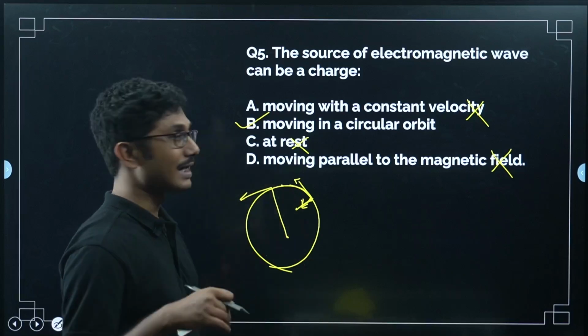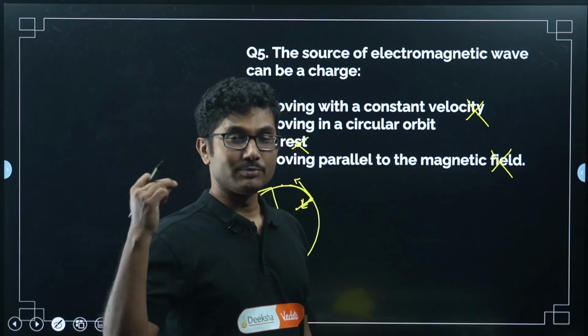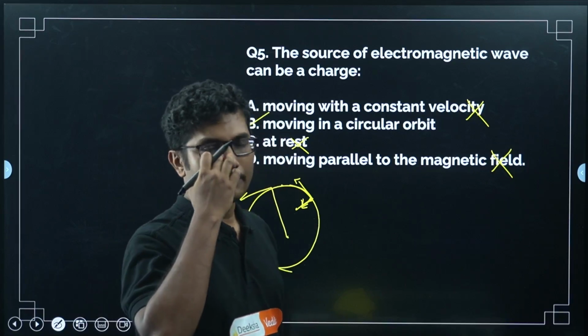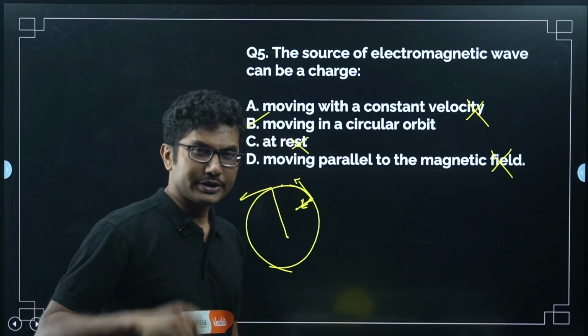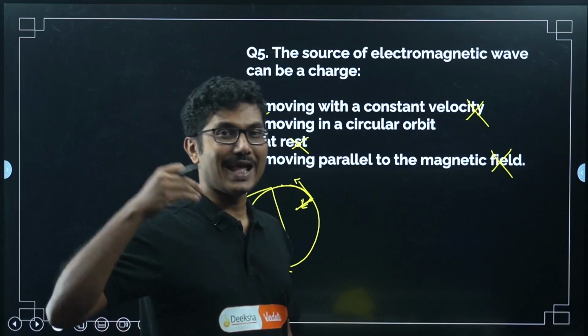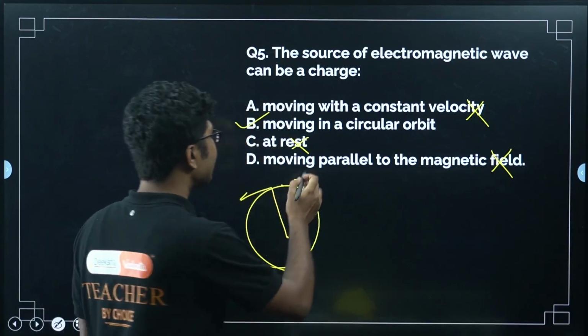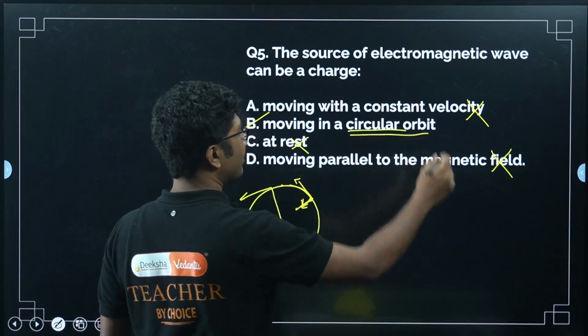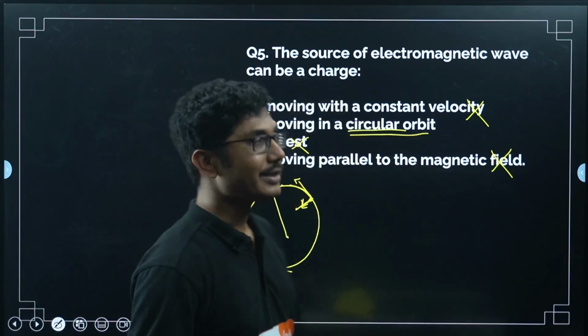Because of the centripetal acceleration, the electron is not moving with a uniform velocity. The electron is moving with an acceleration. Because it is moving with an acceleration, any accelerated electron can produce an electromagnetic wave. So this is an accelerated motion. Many people often forget that circular motion is actually an accelerated motion.